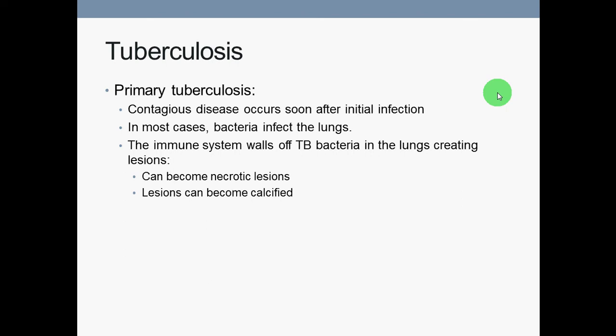This can actually be dangerous. The fact that your immune system walls off the TB in the lungs sounds like it's a good thing, but it can also be a dangerous thing, especially if those lesions become necrotic. And again, necrotic means that this tissue is dying. So nobody really wants dead tissue growing in their lungs. Another thing that can happen is these lesions can become calcified, and you can see that for years to decades later on chest x-rays.